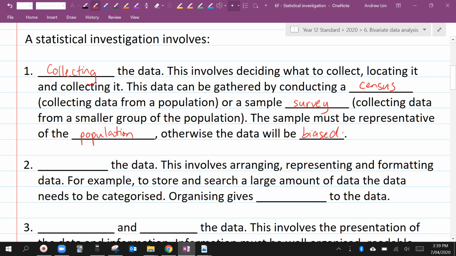A good reason why you would want to conduct a census is because it's very accurate. However, it can be very expensive to conduct. That's why most businesses or most people opt to just conduct surveys, but you need to make sure that the people you ask are representative of the population, as if you had asked everyone. So the first step is collecting the data.